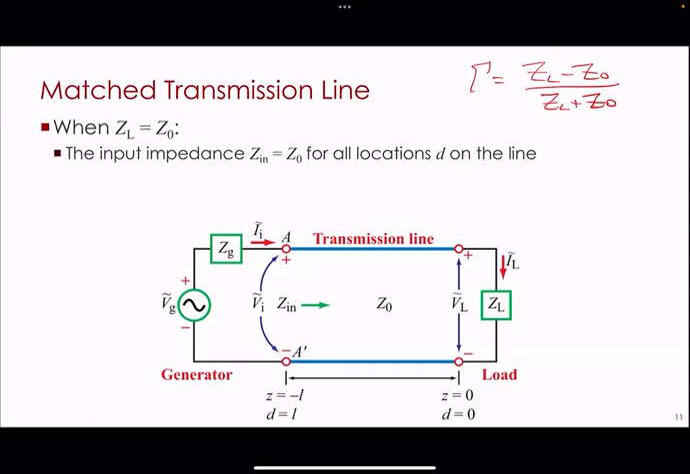But the beautiful thing is, it doesn't matter where you look in. You could look in there, there, or there, any point along this line. If this is a 50 ohm line, which it is, and you connected up a 50 ohm resistor at the end of it, or the equivalent of a 50 ohm resistor, an antenna maybe that has a 50 ohm input impedance, then you've got a matched condition.